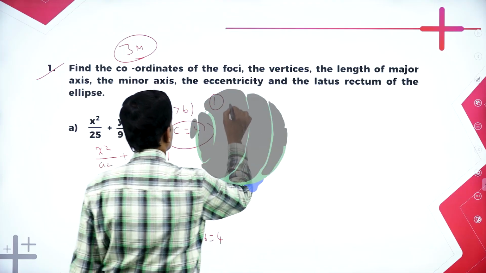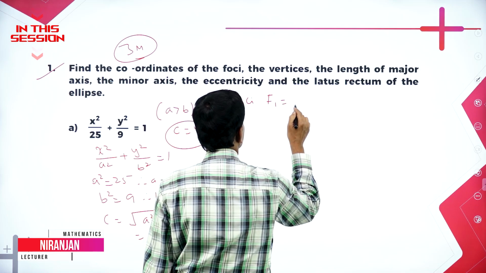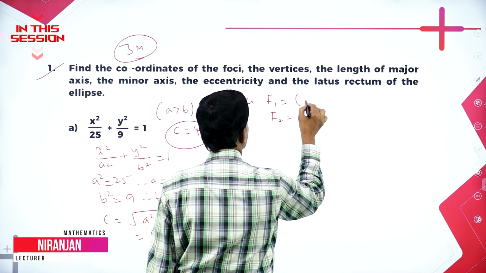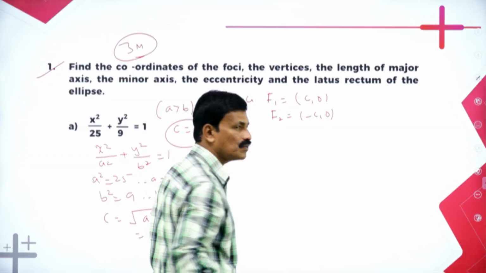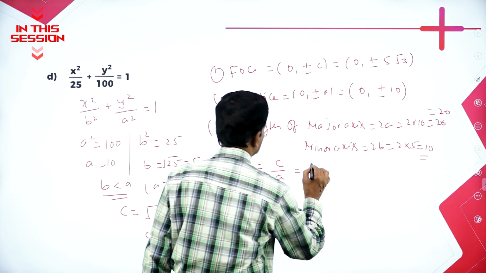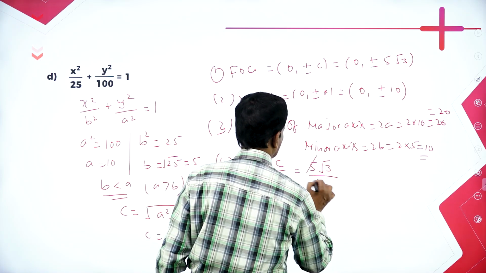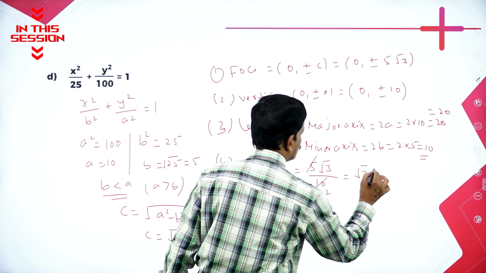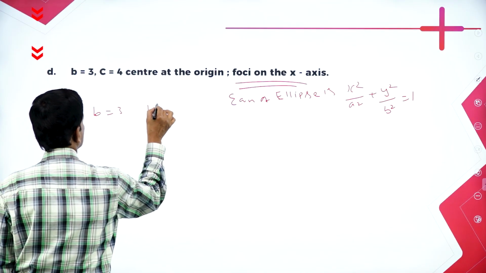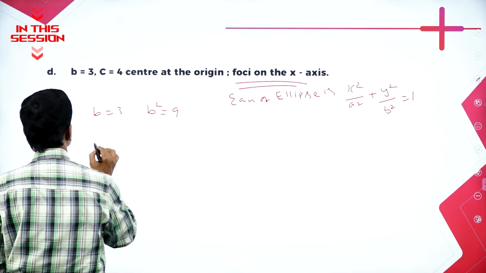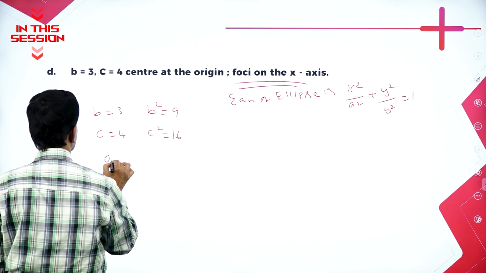The coordinates of foci are F1 and F2, that is C comma 0 and minus C comma 0. What is C? C is pi root 3 divided by A. A is 10, so the 5 and 2 get cancelled. Root 3 by 2 is the eccentricity. B is equal to 3, B square is equal to 3 square, which is 9. So C is equal to 4, which means C square is equal to 16. Find out A square.